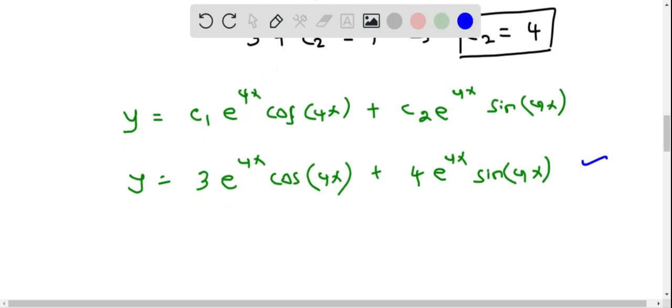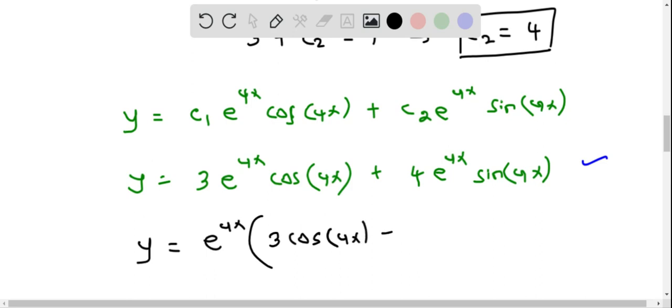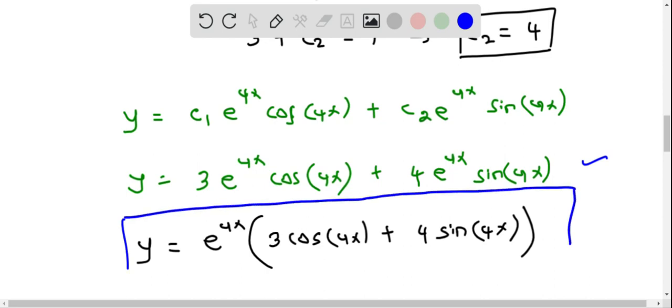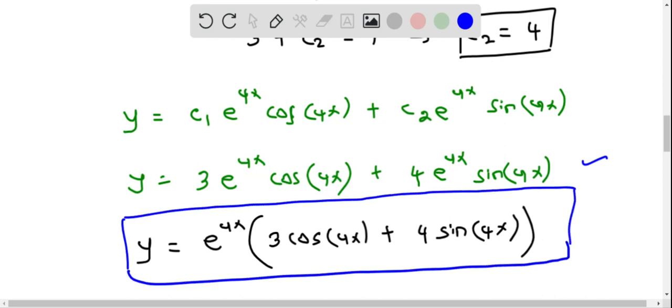In fact, we can rewrite this in a different form by factoring out e^(4x). When we do that, we get y equals e^(4x) times (3 cos 4x plus 4 sin 4x). So we could consider this as another form of the unique solution of the given differential equation.